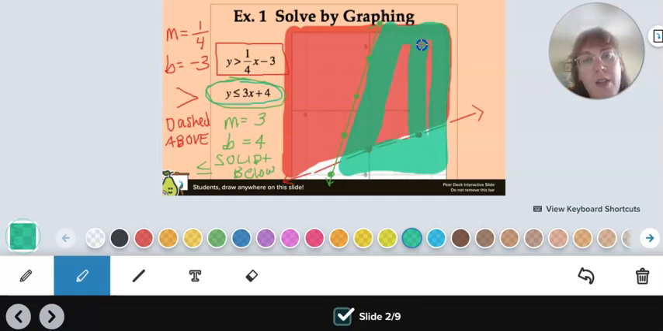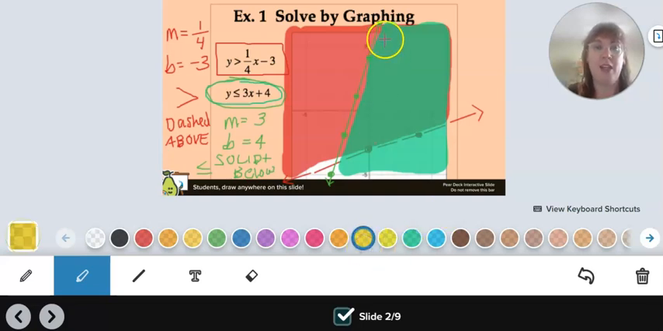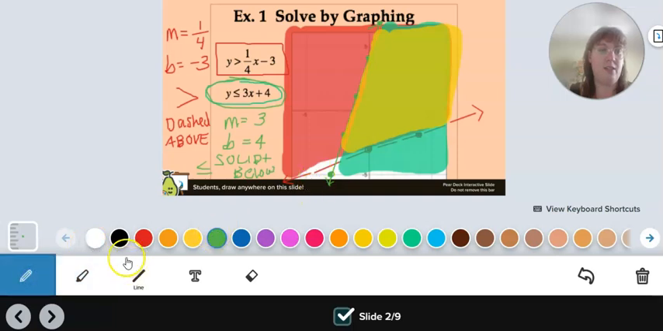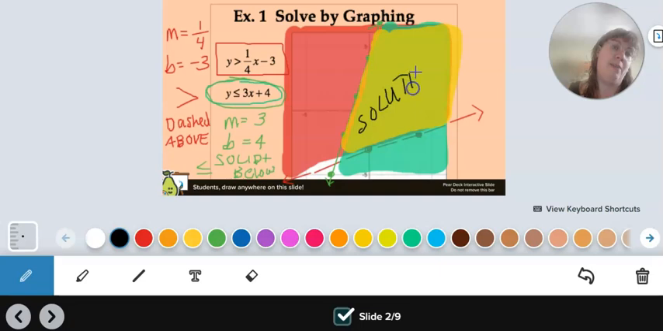And what we're going to notice is there is a part of this system where there's green shading and red shading. If you want, you can do that in another color to highlight this is your solution set. So we can write solutions. And that's because this area is a solution to both the red and the green. Beautiful. And that's the end.